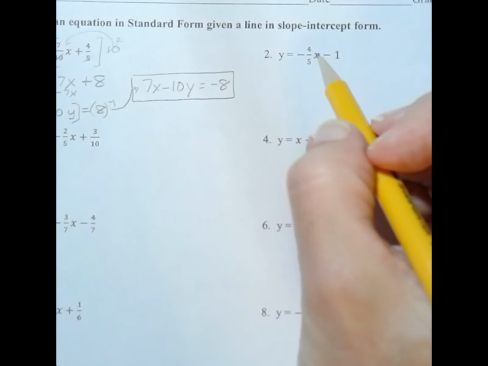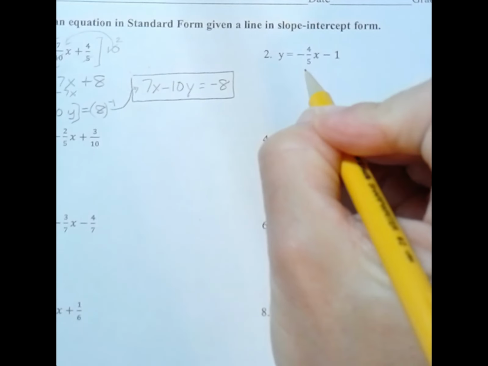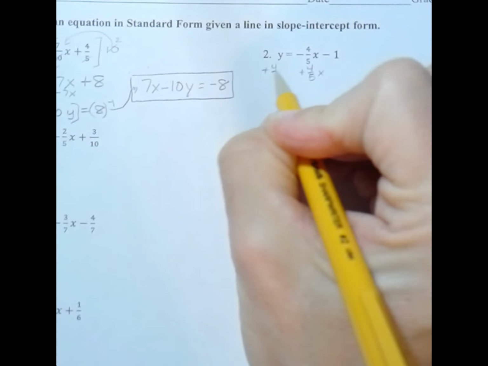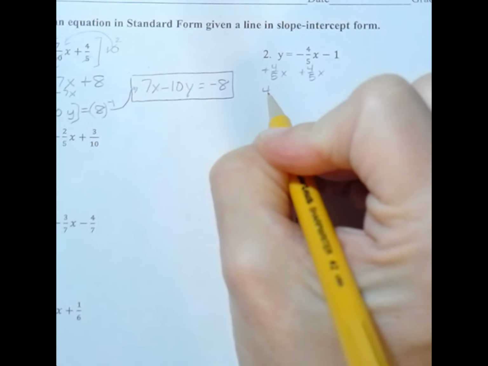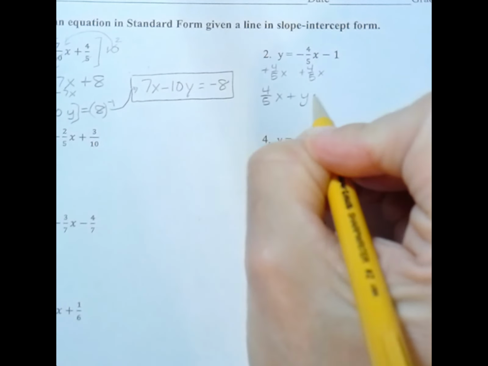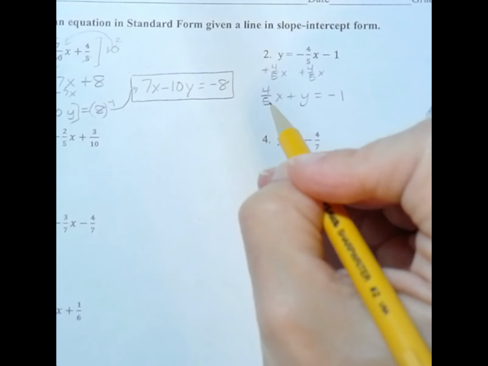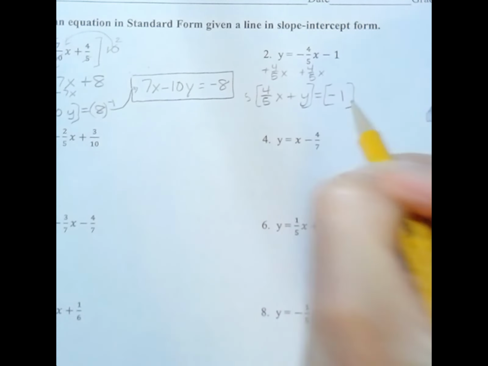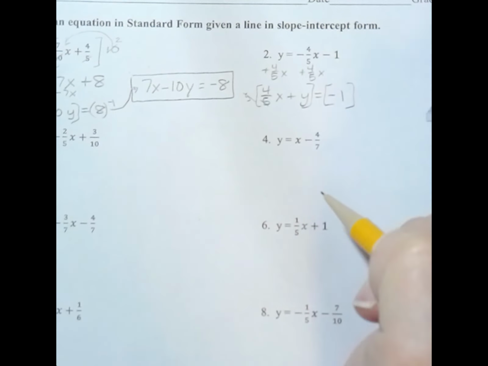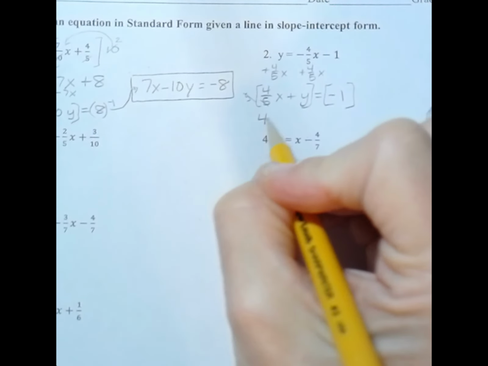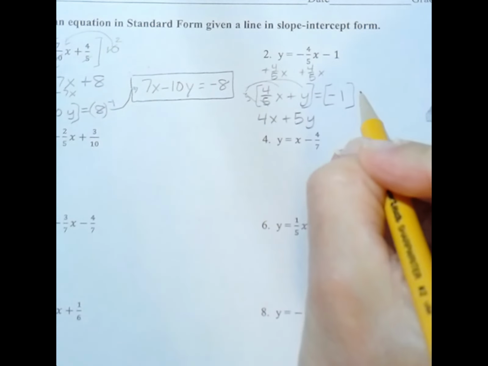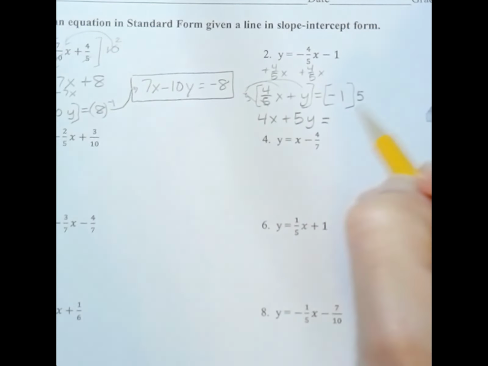Okay, just to do something a little different, I'm going to get the x term to the other side first. That would give me 4/5 x plus y equals -1. And then I need to get rid of the fraction for standard form. So I'm going to multiply both sides of the equation by 5, which will cancel that for me. So that's going to give me 4x plus, don't forget we're multiplying each of those by 5, 5y equals -5.